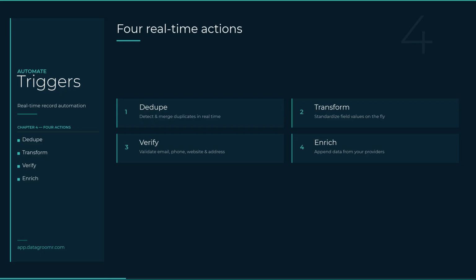There are 4 actions to choose from: dedupe, detect duplicate records in real time, and decide whether they're merged automatically. Transform, standardize, normalize, or update field values. Verify, validate email, phone, website, or address fields. And enrich, pull in data from your connected intelligence providers. Need 2 of these in one workflow? That's simply 2 triggers, 1 action each ordered in the list.